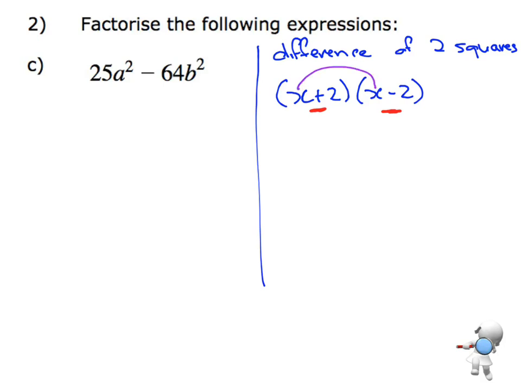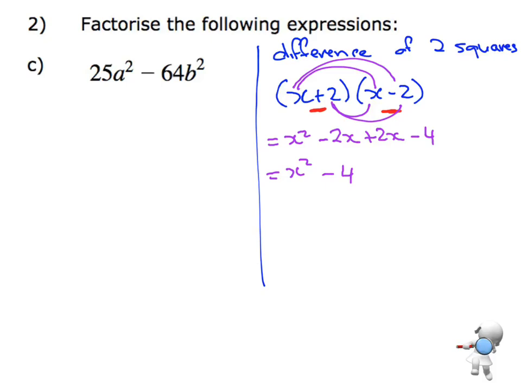So x times x will give me x squared. X times minus 2 will give me minus 2x. 2 times x will give me plus 2x. 2 times minus 2 will give me minus 4. Simplifying that, x squared is fine. The minus 2x plus 2x, they cancel each other out. So then I'm just left with x squared take away 4.